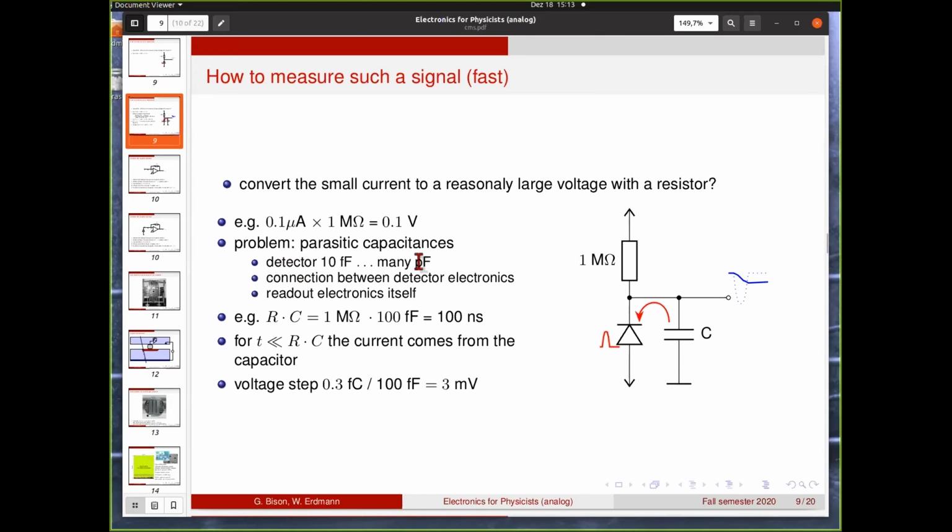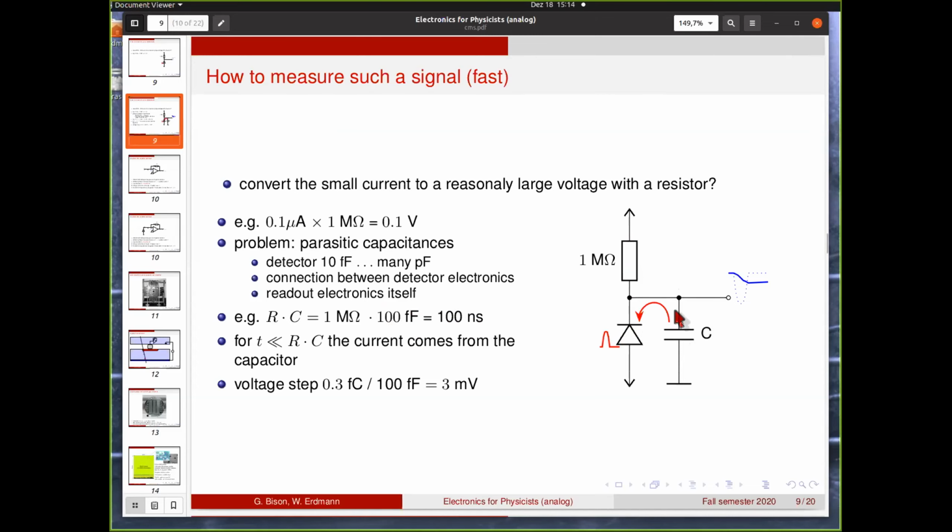And on top of the detector capacitance, you also have the connection between the detector and your electronics, and the input capacitance of your electronics itself as well. Just to take some numbers, if you have your 1 megaohm resistor and you have a small pixel detector with 100 femtofarad capacitance, then you get an RC time for this combination of about 100 nanoseconds, which is much longer than the width of your signal.